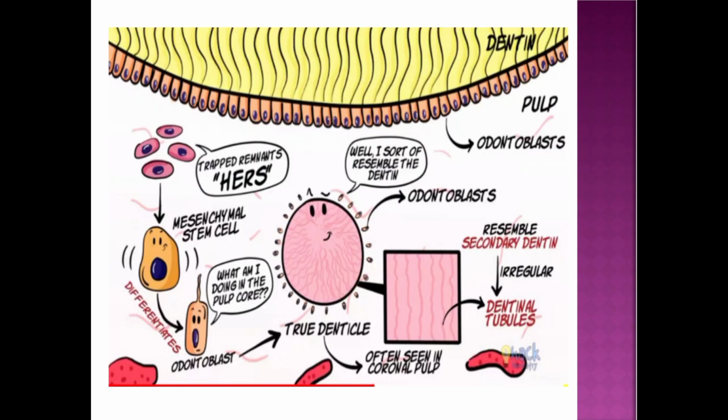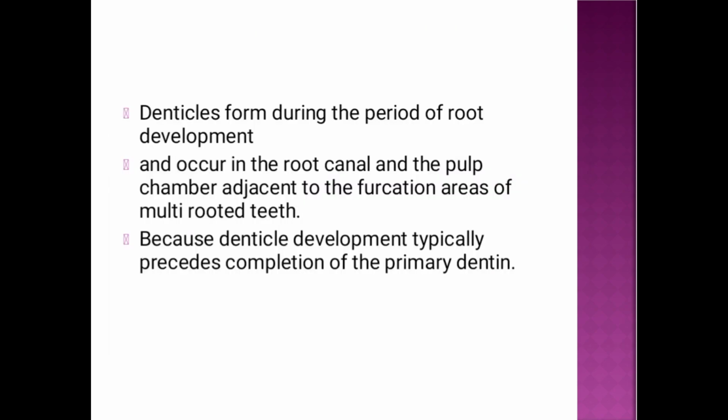Basically, you can see in this diagram that the Hertwig epithelial root sheet remnants are trapped into the pulp. They stimulate the mesenchymal cells to form odontoblasts. They form the true denticles, which are present in the coronal region most of the time. So what happened after these stones are formed? They are formed during root development. Before, we also said that these are formed after the crown is formed, but not the roots, so they are basically formed during that time.